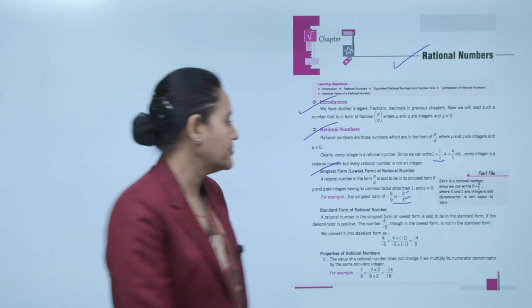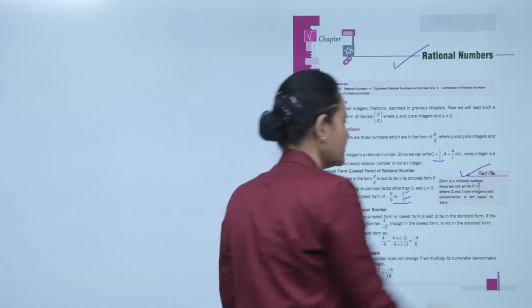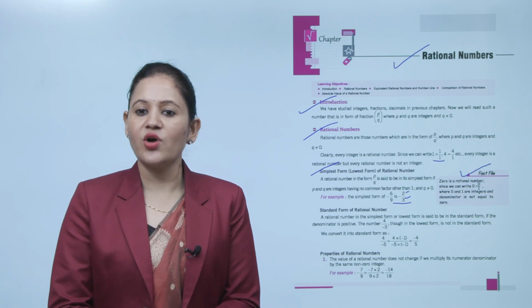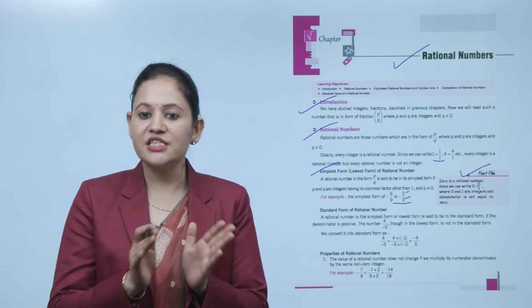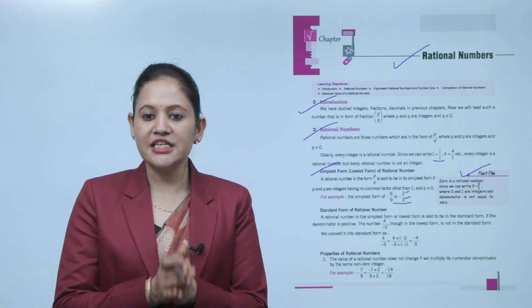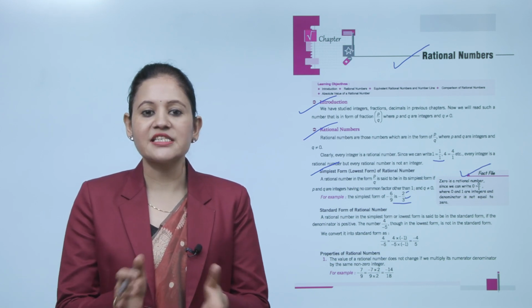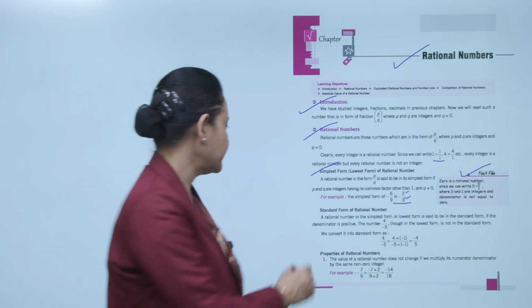So they are in simplest form. Next is factorial. 0 is a rational number since we can write 0 as 0 upon 1, where 0 and 1 are integers and the denominator is not equal to 0. So it is a rational number. Next is standard form of a rational number.